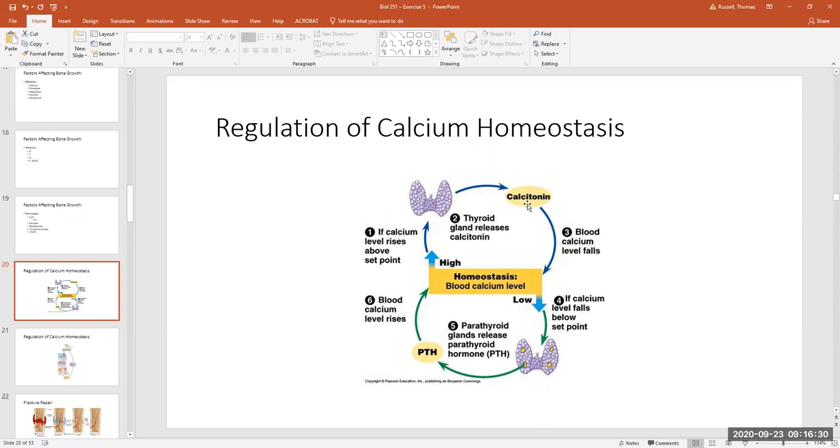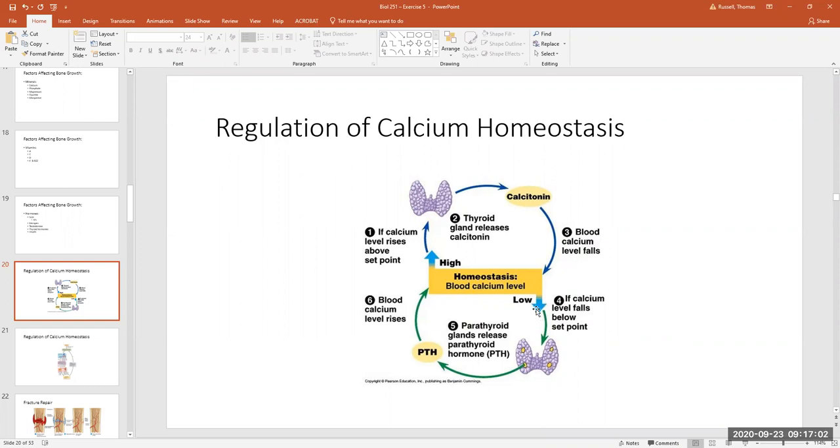Calcitonin causes our calcium levels in the blood to go back down to normal. Basically, it allows the osteoblast to take the calcium from the blood and deposit it into the bone. So if the osteoblasts are removing calcium from the blood and putting it into bone, your blood calcium levels are going to come back down to normal. But what happens if the blood calcium levels fall too low and you have hypocalcemia?